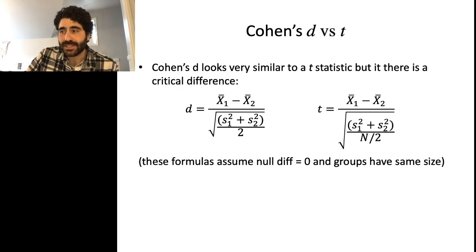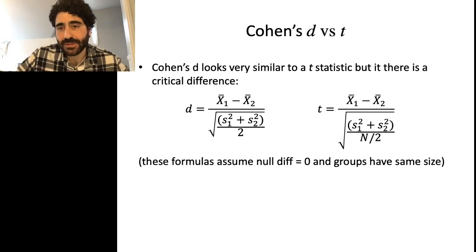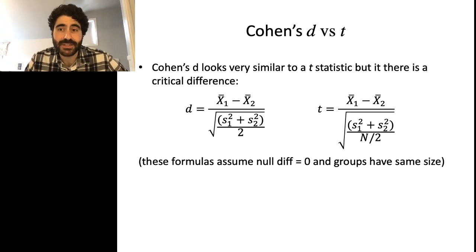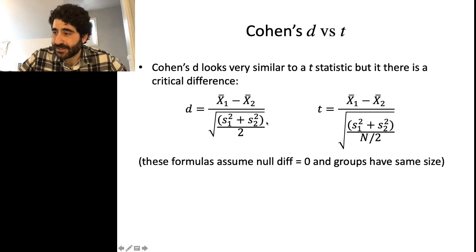The t statistic for how big the effect is in some particular sample looks like this, which is the difference in the means. The numerator here is the same, but the denominator here is not the standard deviation. It's the standard error of the sampling distribution. And right, the critical difference here is that instead of a 2, there's an n divided by 2 in the denominator down here.